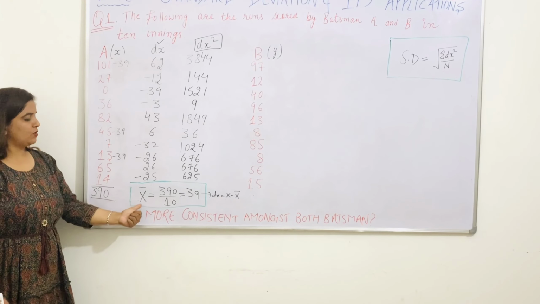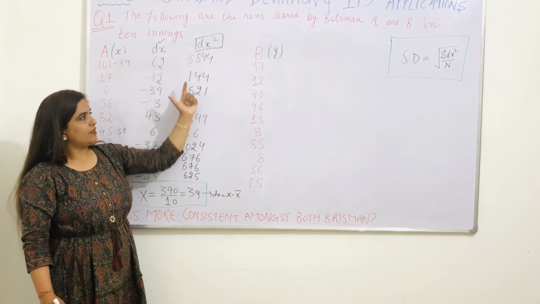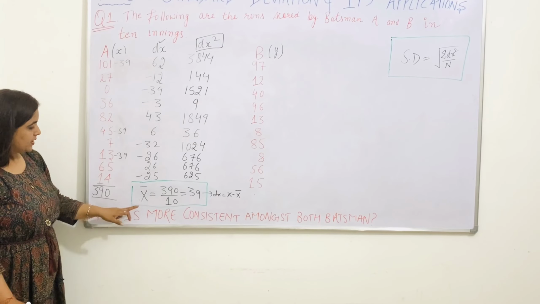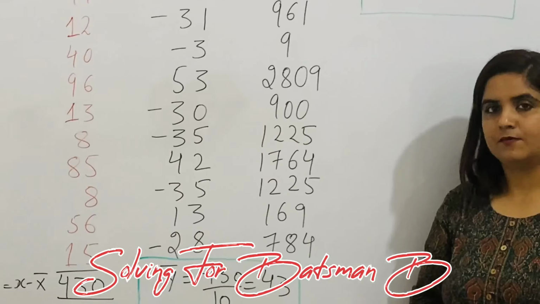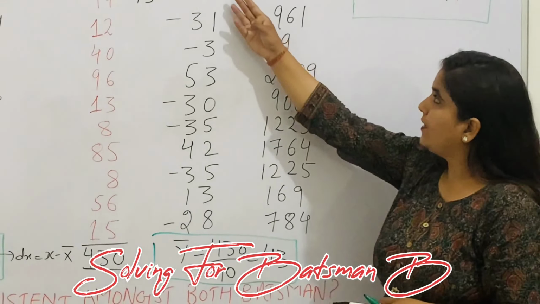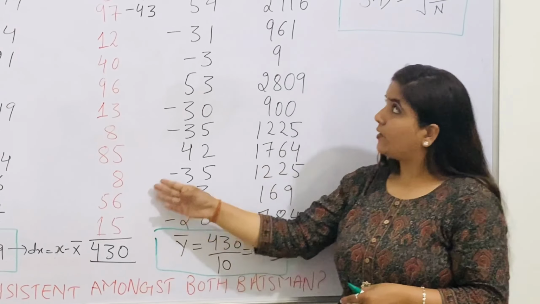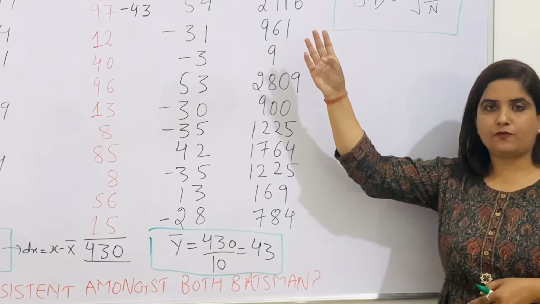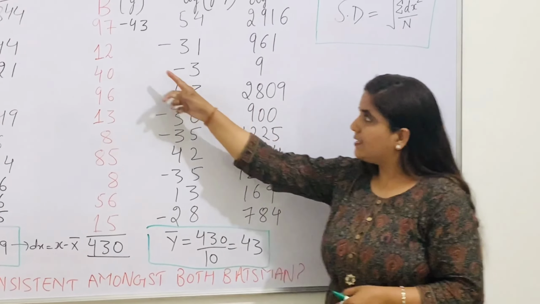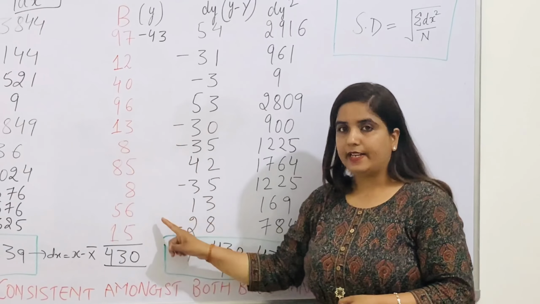In the same way, we will go for y bar and then dy and then dy square. So let us start with the y bar first. Now we will focus on values of dy and dy square. We have the values of B, as we have already discussed at the time of the statement, that these are the scores of batsman B in consecutive 10 innings.